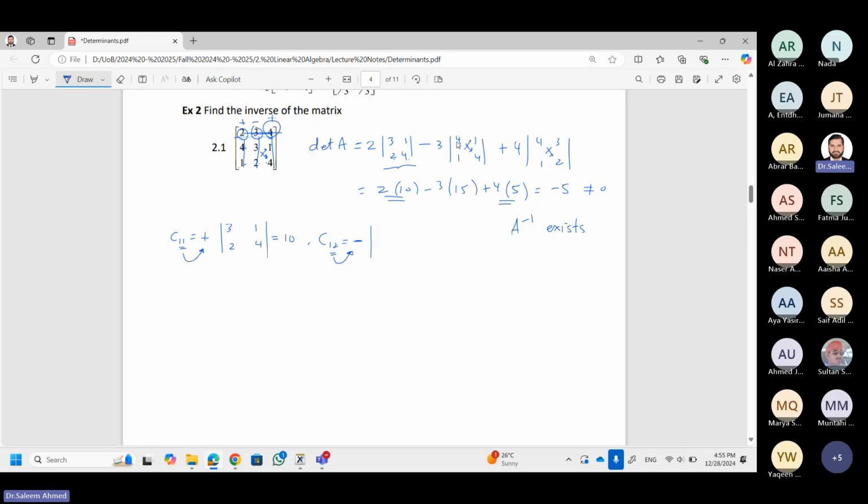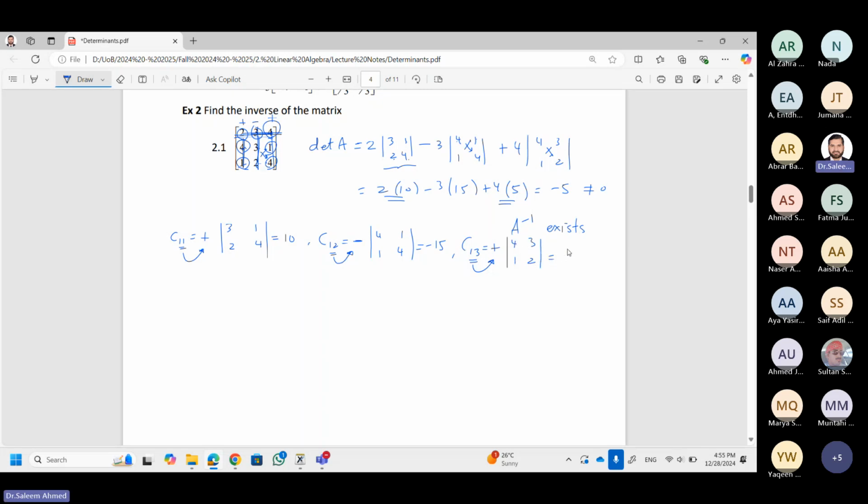So now it is the same 4, 1, 1, 4, because now first row, second column is gone. C12 means first row, second column is gone. So you got 4, 1, 1, 4, and that is, of course, minus 15. And then C13. C13 means, again, it is plus, because 1 plus 3 is 4, and 4 gives you plus. So now first row and third column is gone. So 4, 3, 1, 2.